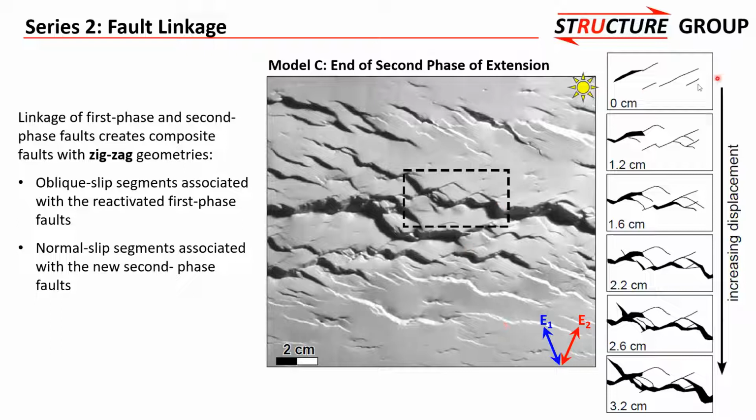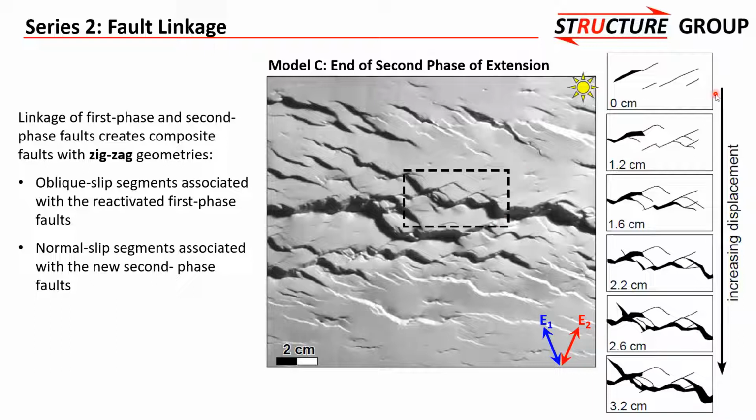Again, this is a photo of the top surface of the model. You can see that the lighting direction is now from the right, and these faults are actually all in shadow, but you can hopefully see how they formed a hard-linked fault surface here, using some pieces of the first phase faults and then second phase faults linking them.